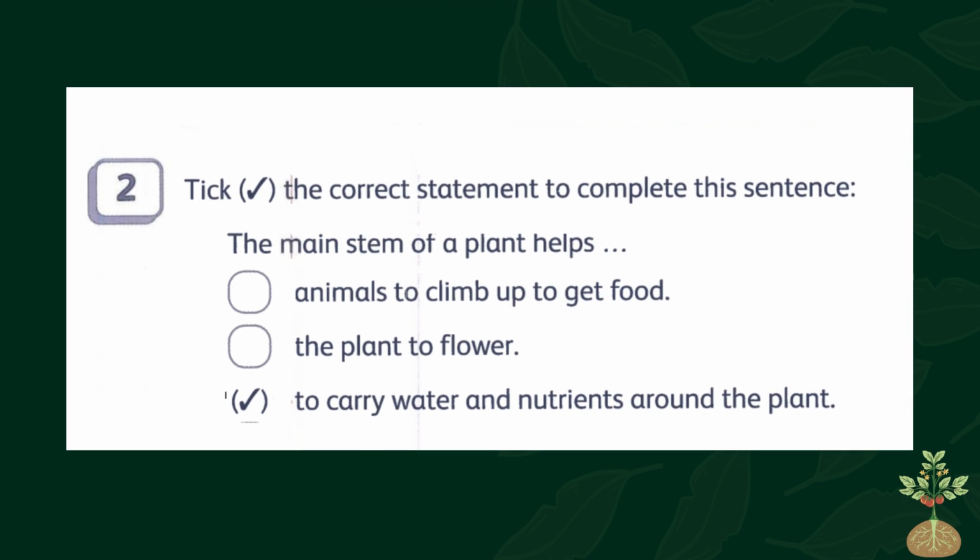Now, number two, pick the correct statement to complete this sentence. The main stem of a plant helps animals to climb up to get food. Maybe it is correct. The plant to grow, plant to flower, to carry water and nutrients around the plant. And this is the most suitable answer, so that's why I made a tick against this sentence.